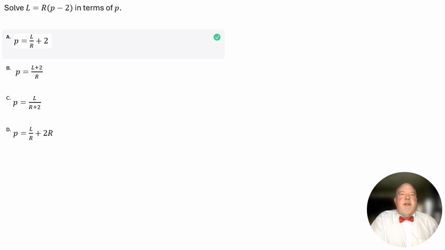All right, so what we have here is a literal equation. That's an equation with more than one variable in it. And they're asking us to solve this in terms of p. And let me start off by saying these literal equations, rearranging them, is one of the tougher things to teach.